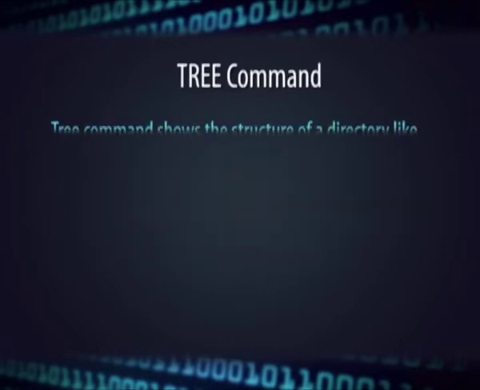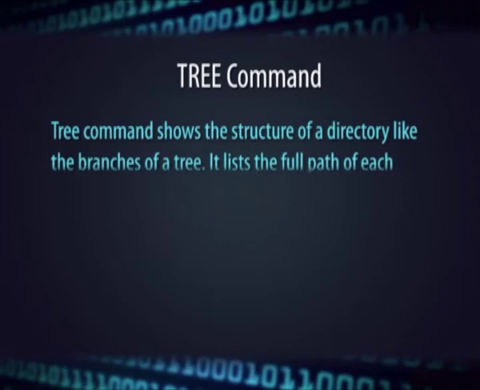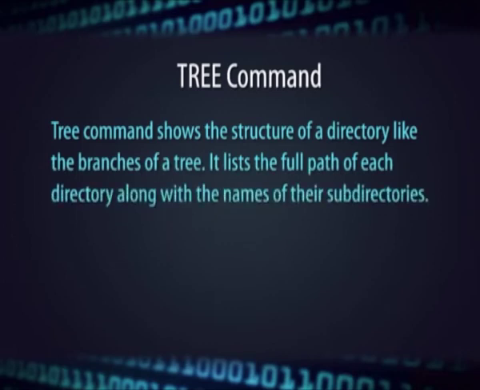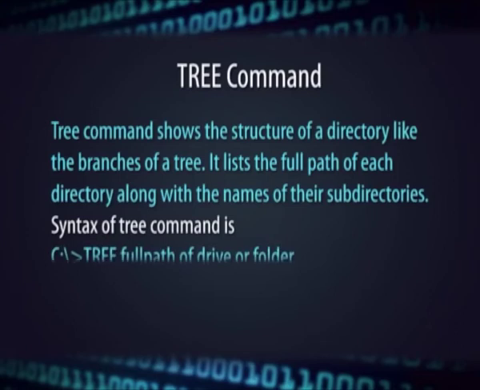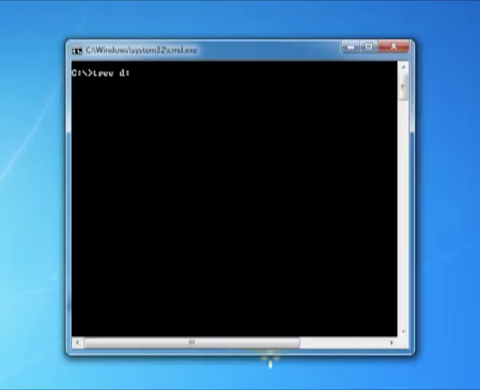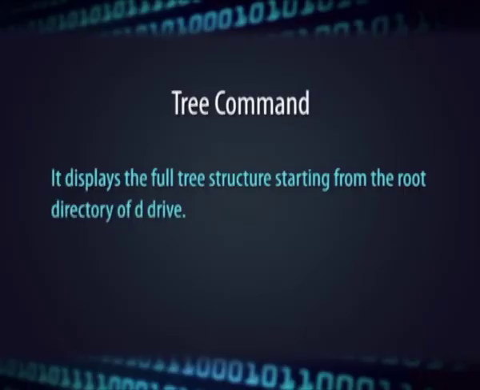Tree command. The tree command shows the structure of a directory like the branches of a tree. It lists the full path of each directory along with the names of their subdirectories. Syntax of the tree command is C prompt tree full path of drive or folder. For example, C prompt tree d: or D prompt tree. It displays the full tree structure starting from the root directory of D drive.